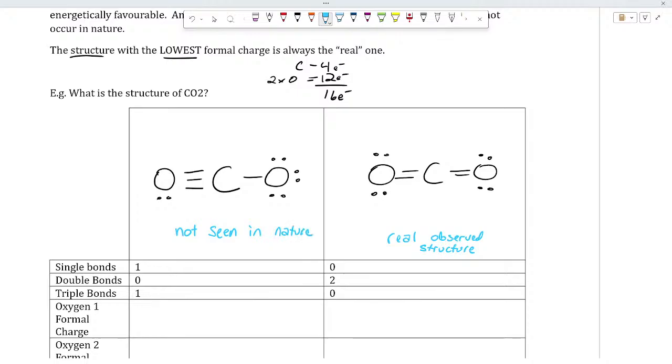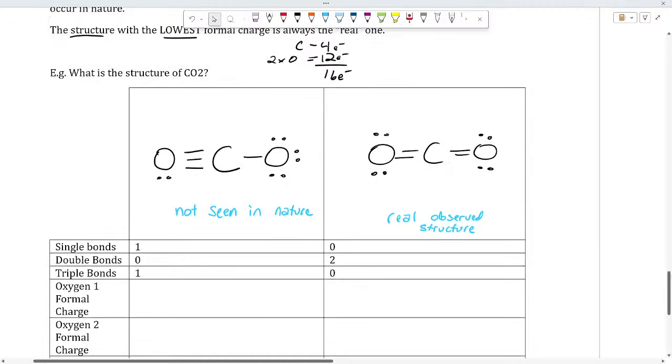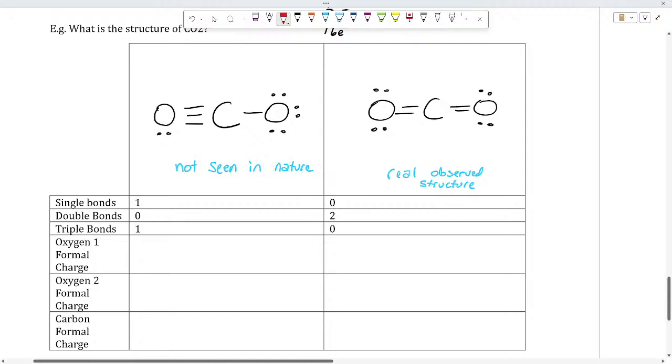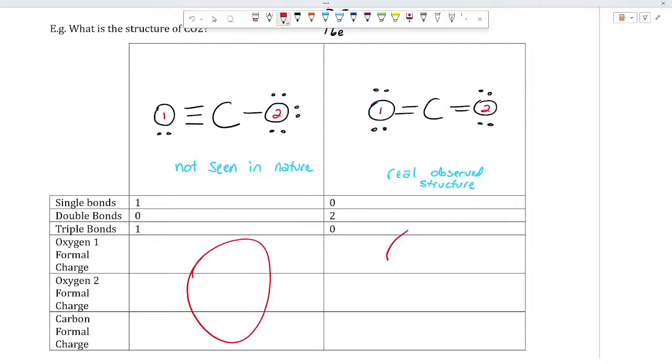Well, a trick would be to just say, let's look at the formal charges. Right? Let's look at the formal charges. Let's call this oxygen 1. Let's call that oxygen 2 in both cases. Can we do that? Is that cool? I want you to find the formal charge of oxygen 1, oxygen 2, and carbon for this molecule and for this molecule. Find the formal charge for everything, please.